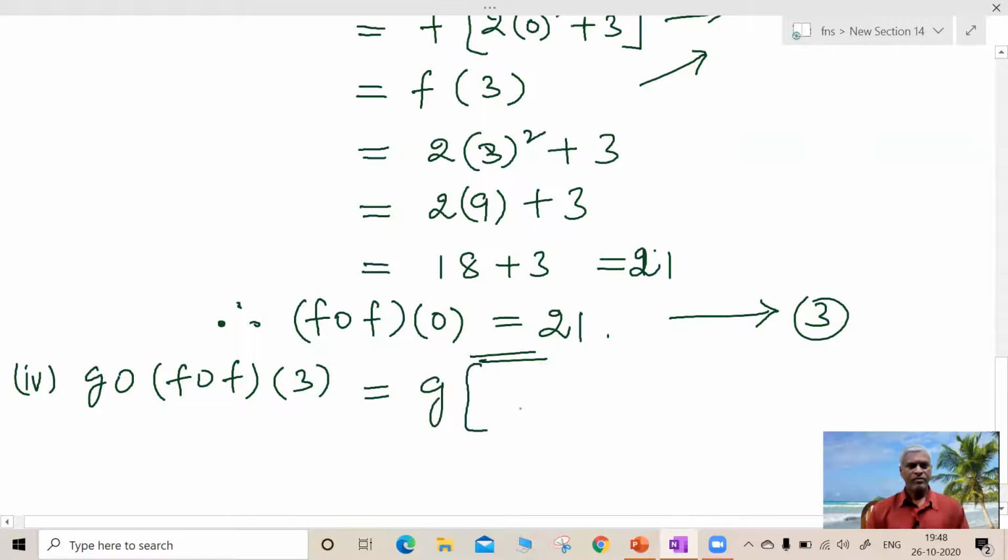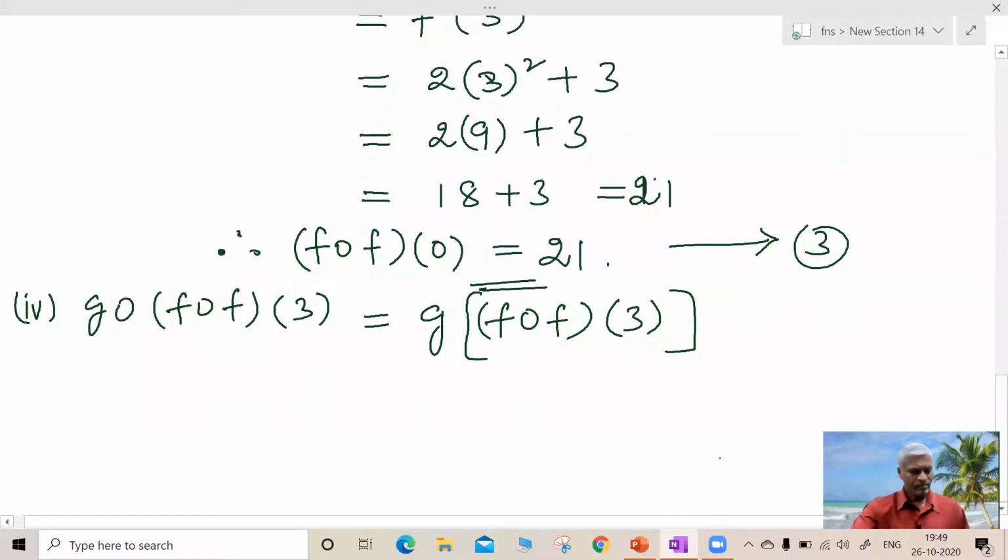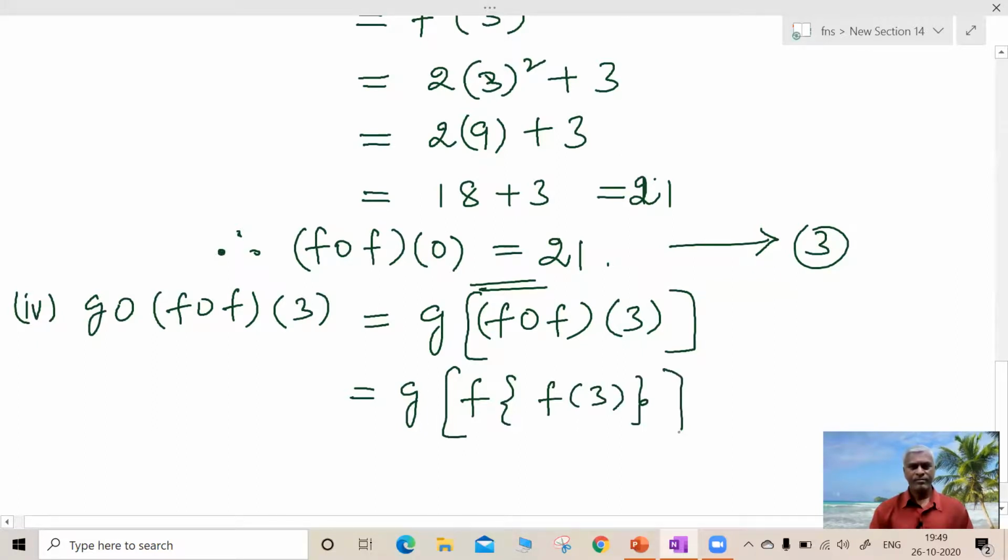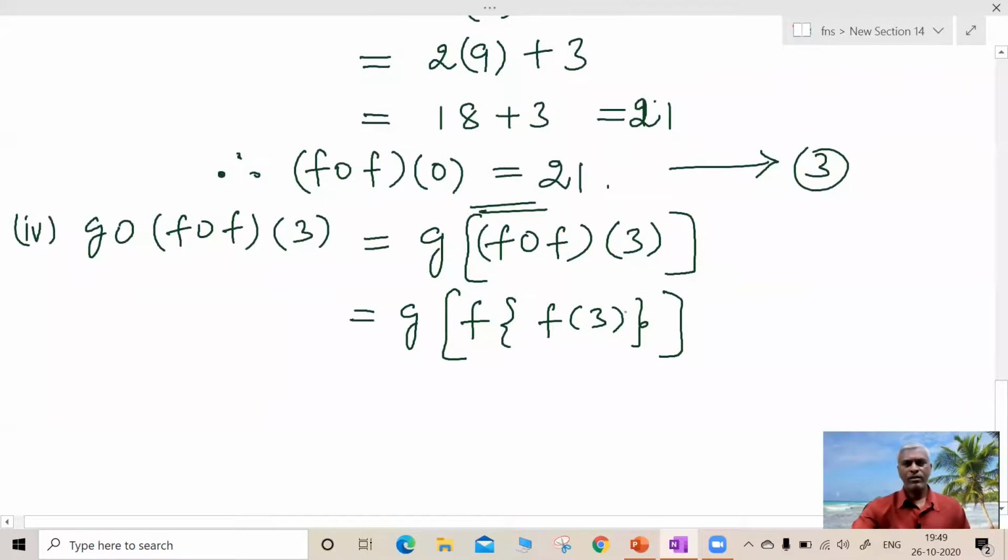Now, break this circle and write F circle F of 3, F circle F of 3, and next, again breaking another circle, F of 3. So I have separated the F of 3 from this composite function.